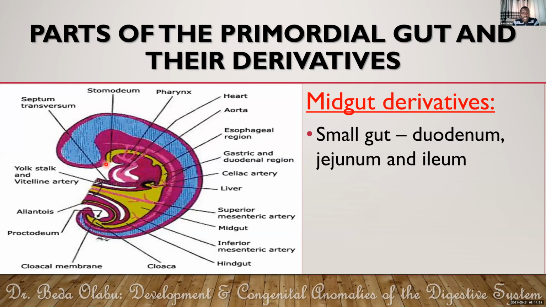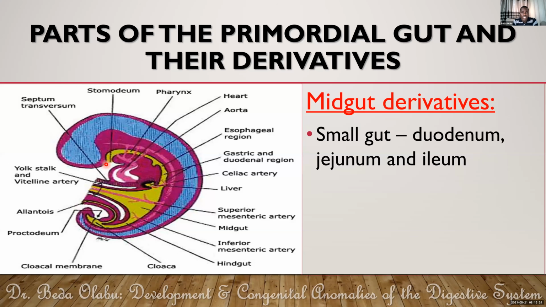The midgut segment extends from just below the opening of the major duodenal papilla in the duodenum all the way to somewhere at the junction between, somewhere within the transverse colon, either between the middle of the transverse colon to the junction between the right 2/3 and the left 1/3 of the transverse colon. So somewhere there.